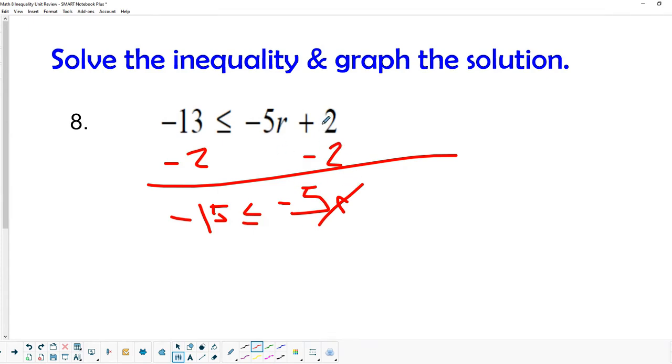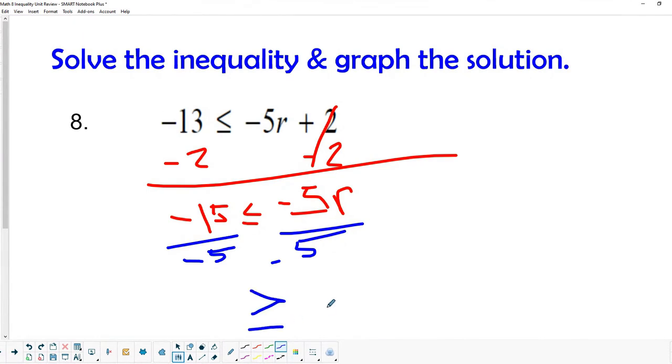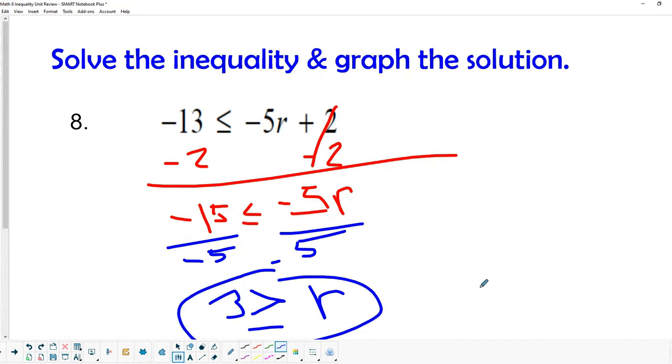Oh yeah, so let me back that up just a little bit. When we solve this, we have -5r, the 2's cancel each other out. And then we just divide both sides by -5. And whenever you divide an inequality by a negative number, you have to flip the inequality symbol so it's pointing the other direction. And there it would be your final answer, right?